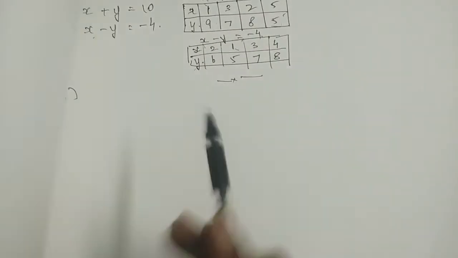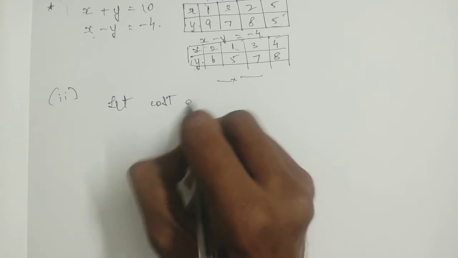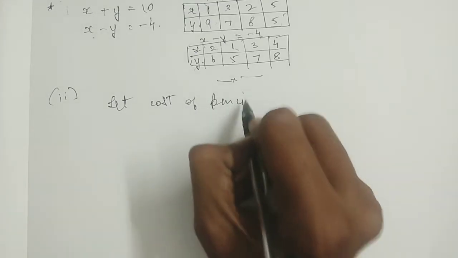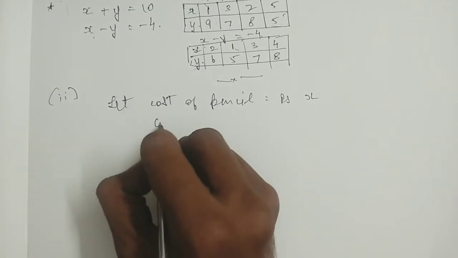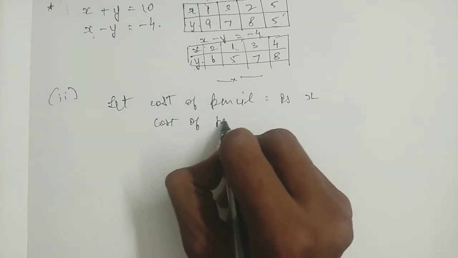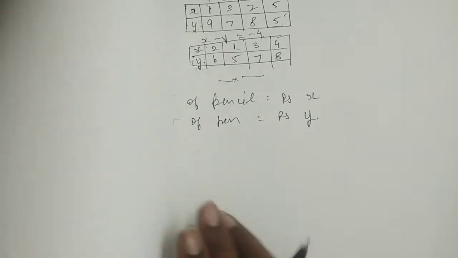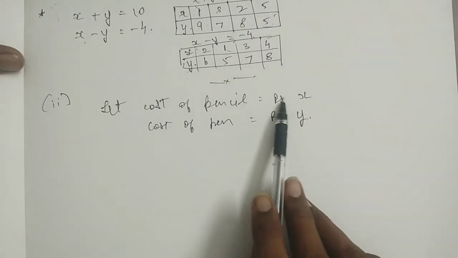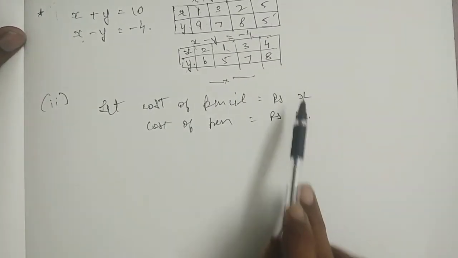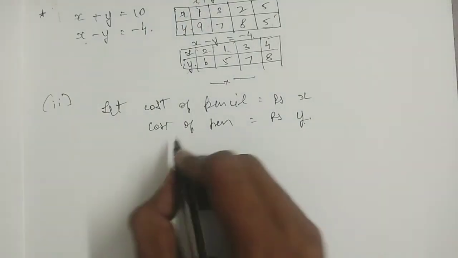So let, repeat with me: cost of pencil is equal to rupees x. And cost of pen is equal to rupees y, right? Now, they have told that 5 pencils and 7 pens together cost rupees 50. So, 5 pencils and 7 pens: 5x plus 7y is equal to 50.